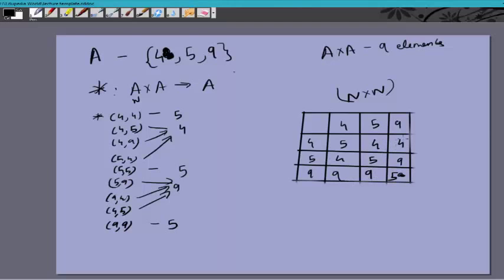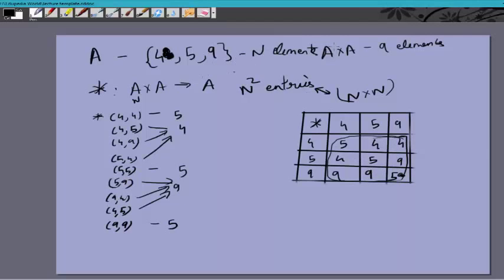Now, these 9 entries could be anything. They had to be 4, 5 and 9, but between 4, 5 and 9 they could be anything. And every one of those combinations is a new binary operation star. Right? So basically what I'm trying to convince you of is, if A is a finite set having n elements, then n square entries in an n cross n matrix completely determines the binary operation. It goes both ways. Every binary operation will have associated with it a set of n square elements, right?